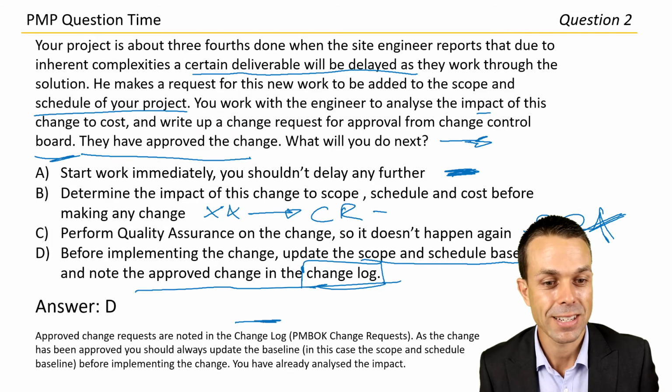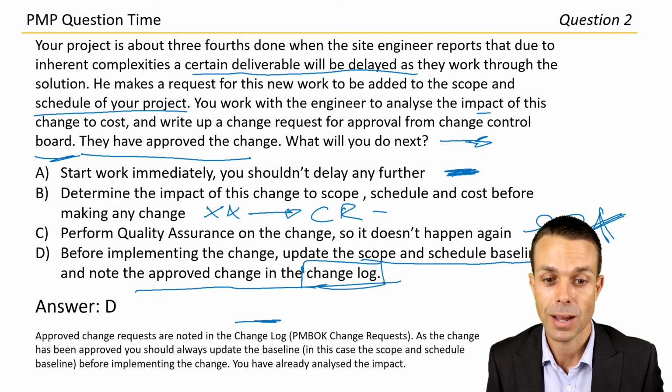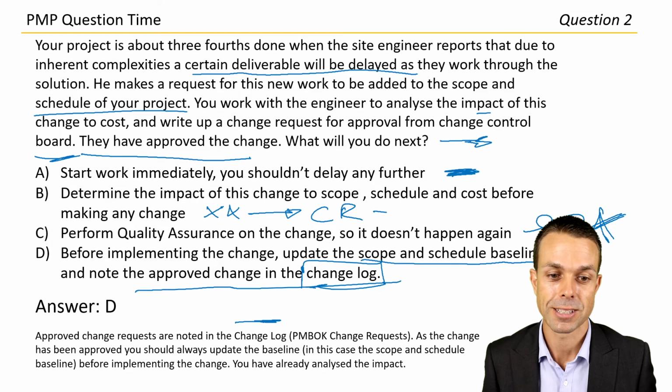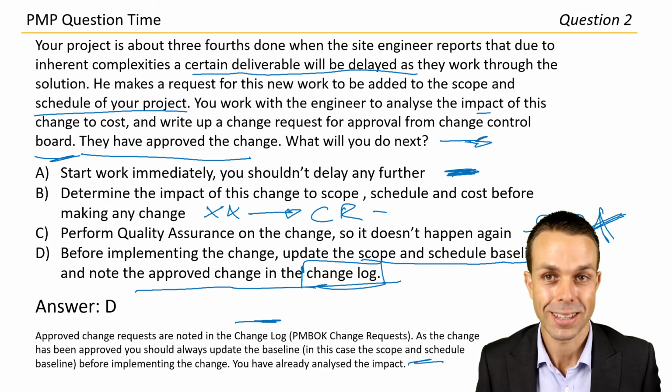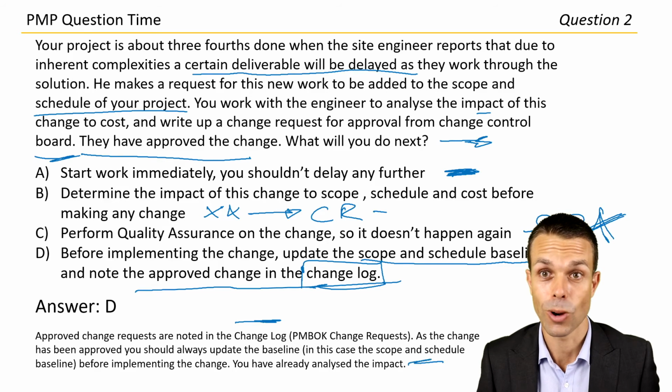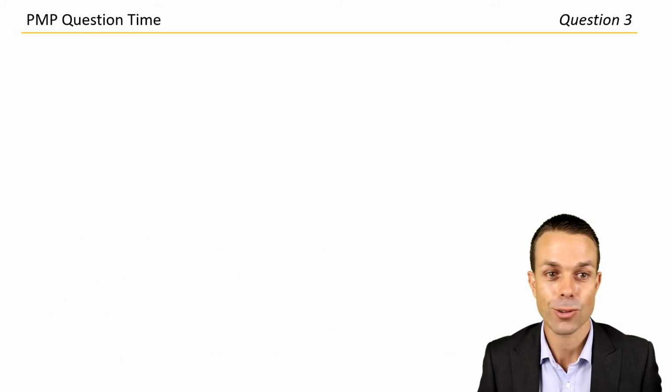Excellent. As the change has been approved, you should always update the baseline before implementing the change. You've already analyzed the impact before making the change request. Great. This was a good one. So excellent. That's question 2. How did you go? Let's look at question 3.